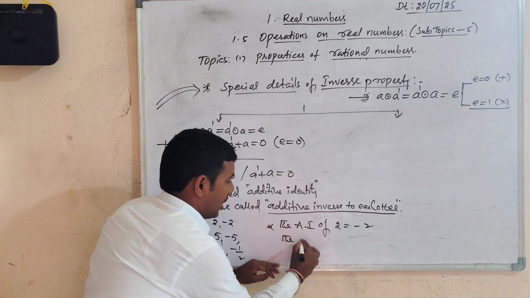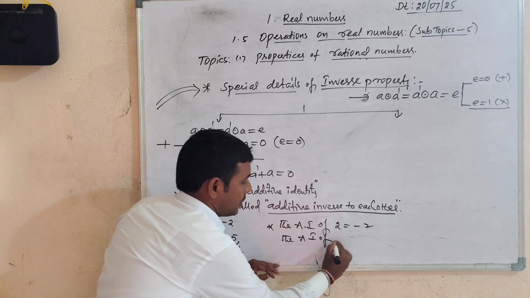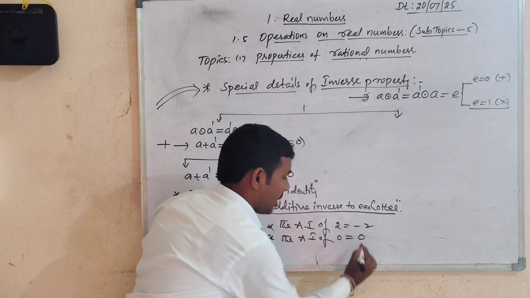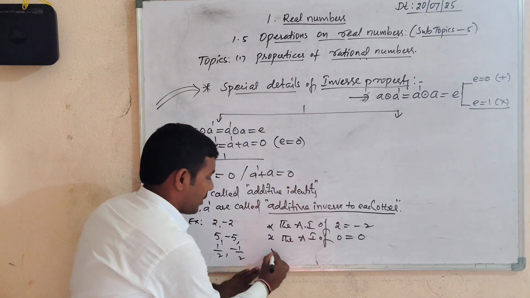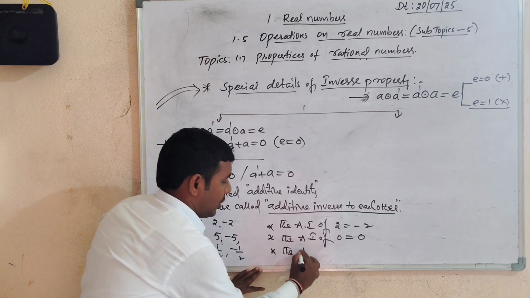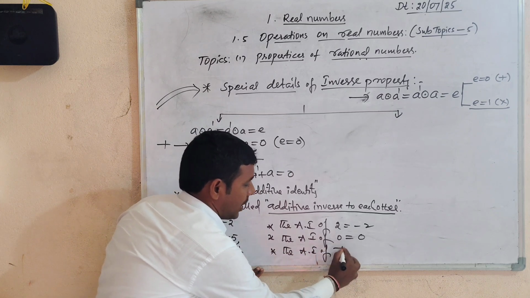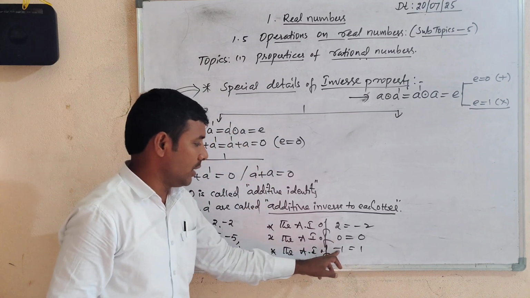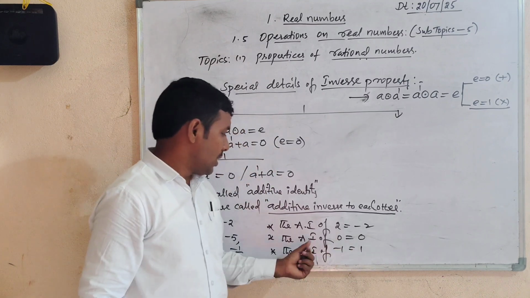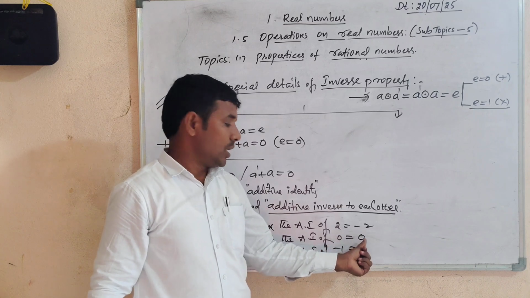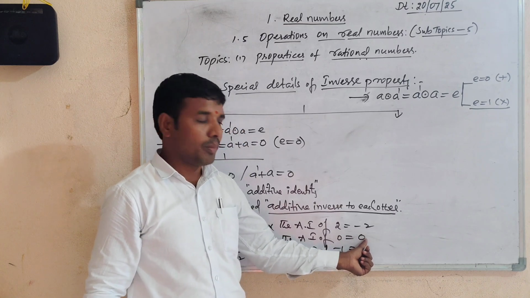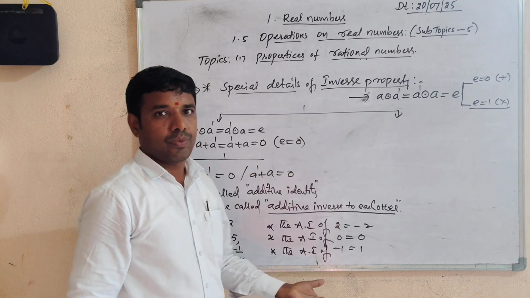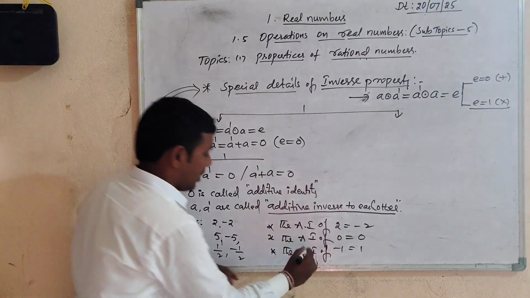Next, the additive inverse of 0, tell me. Additive inverse of 0 is 0 only, itself only. Next one, the additive inverse of minus 1, tell me. Plus 1. That means minus 1's additive inverse is plus 1. Additive inverse of 0 is 0 only. That means the additive inverse of 0 is the number itself.